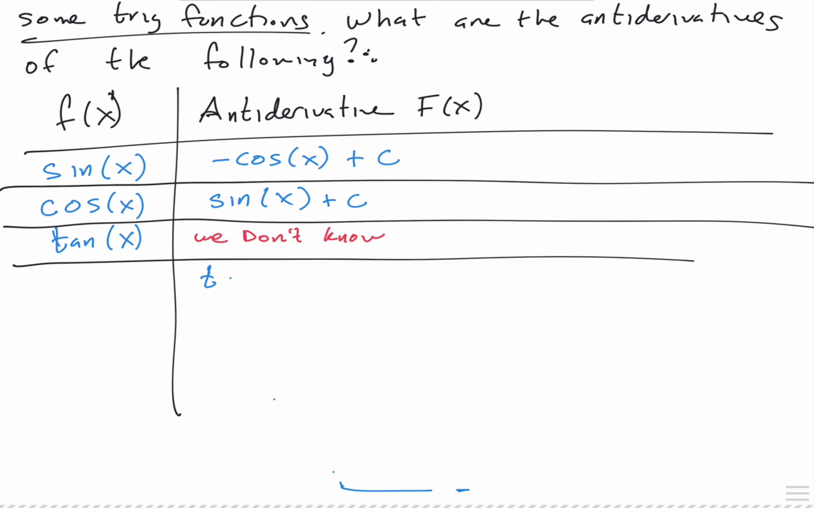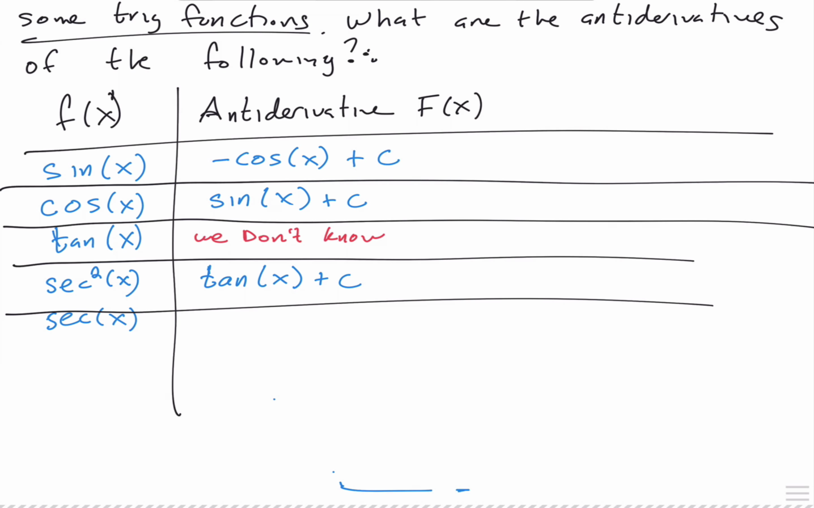So let's do it backwards. What would be the function whose antiderivative is tangent x? The other way around. We can find the antiderivative of secant squared x, which is tangent x. Does that make sense? That's better than nothing, right? But notice, what's the antiderivative of secant x?